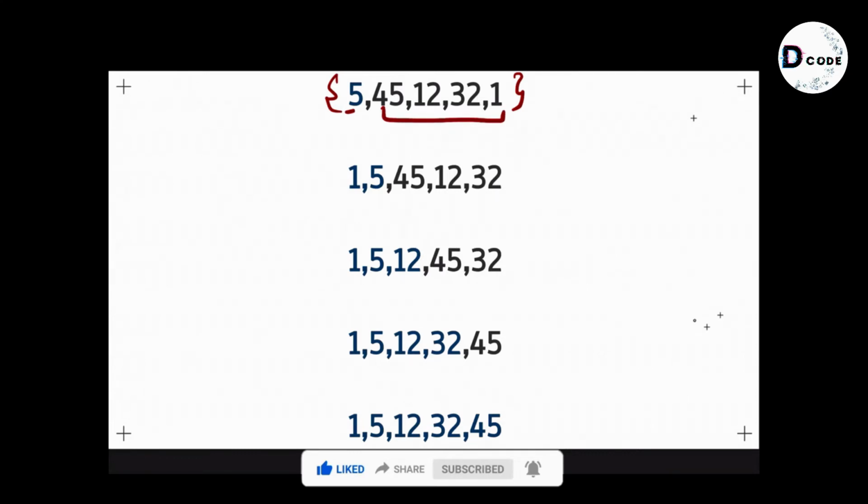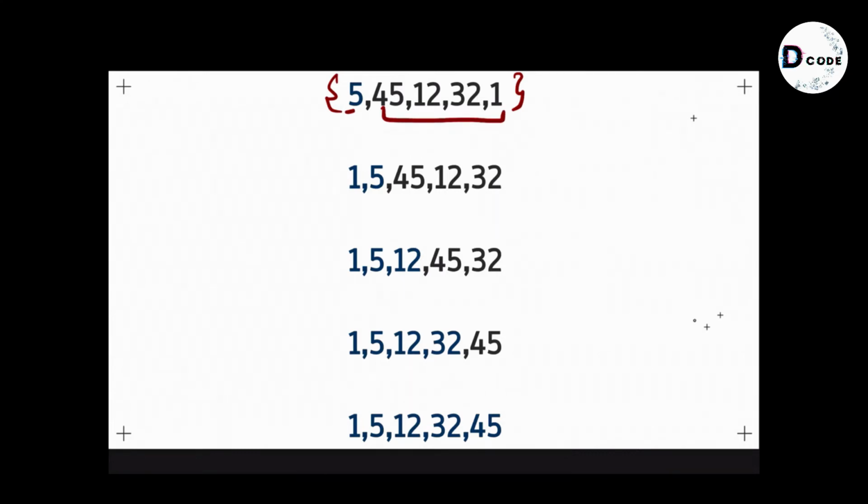From this unsorted array, we will find the minimum element, which is 1. So here 1 will be placed in the beginning. So in the new array, 1, 5 is in sorted order, and 45, 12, 32 are in unsorted manner. From this, it will again find the minimum element, which is 12. So 12 will be placed after 5 and before 45.